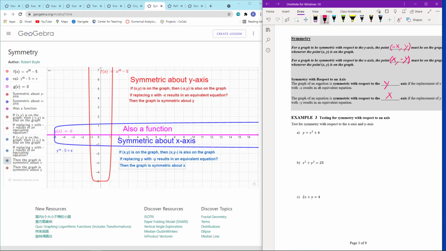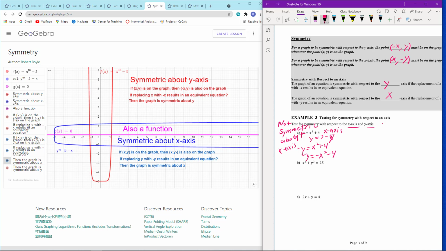So here we want to test to see if these equations are symmetric with either the x-axis or the y-axis. At least for the x-axis, we are going to change y to negative y and see what happens. If we do, we will have negative y is equal to x squared plus 4. Solving for y, we would have y is equal to negative x squared minus 4. These are not equivalent equations, so we would say that this is not symmetric.